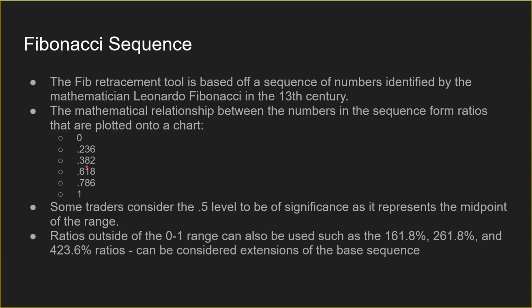Now, ratios outside of the 0 to 1 range can also be used, such as the 1.618, the 2.618, and the 4.236 ratios. These can be considered extensions of the base sequence. So we can go to numbers and levels beyond just 0 and 1, and we'll touch upon that in just a little bit.